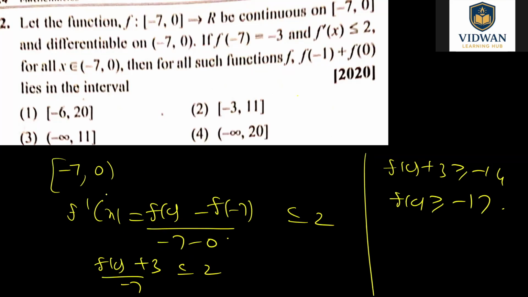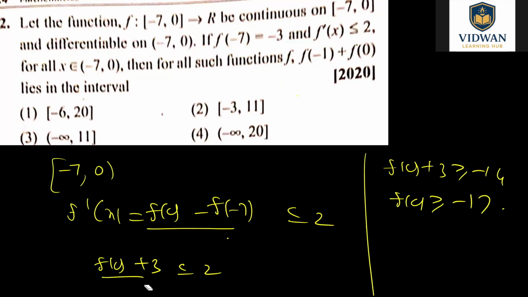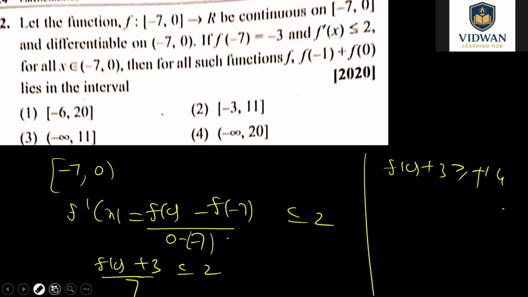So for minus 7 to 0, I applied Lagrange's theorem and wrote f dash x equal to f of b minus f of a by b minus a. So I have to write 0 minus 7 in denominator actually, because b is 0. So then 0 minus of minus 7 would become 7. So that means this is just 14. If that is 14, what would you get here then? f of 0 is less than or equal to 1. Inequality won't reverse because this is positive. Less than or equal to 11.